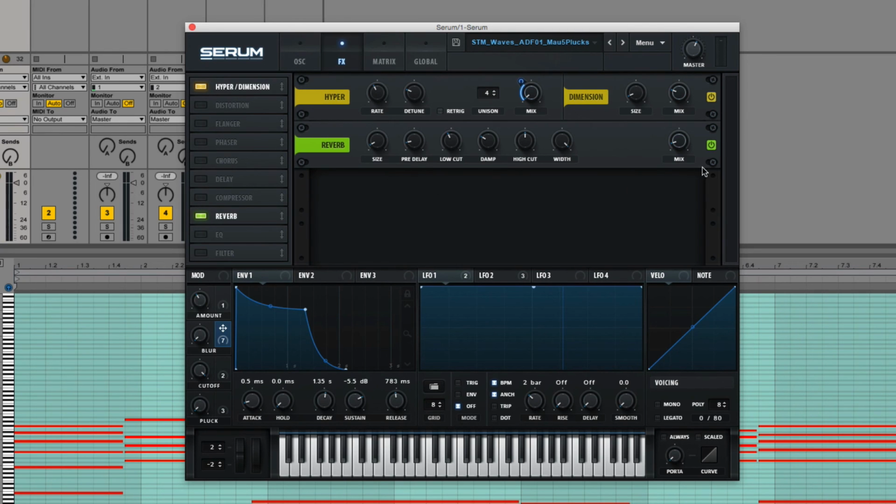So you can see those settings, as well as the reverb. But I would turn the reverb off and use it in your DAW. This is just kind of to make the preset a little more open, and it's very, very low mixed.